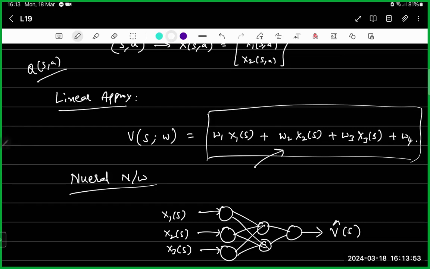But if you have 10 power 170 states, it might not be possible to visit all the states, right? You might never visit all the states. However many games you play, you might never cover all the states. So you cannot separately learn the value for each state. By visiting only a few states, you'll learn about the whole value function. That's possible because we have only four parameters to learn. So even if you visit a few states which are sufficiently rich, you will get a good approximator for all possible states.